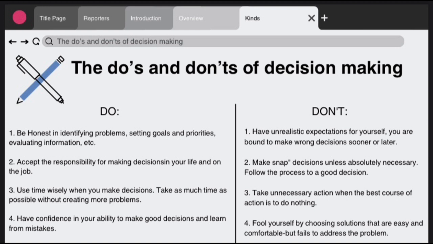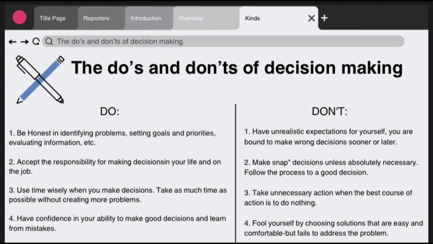It involves being accountable for the outcomes, whether they turn out well or not. In personal life, this might mean owning up to choices about your relationships, finances, or personal development. At work, it involves making decisions that affect projects, teams, or the organization. Use time wisely when you make decisions.